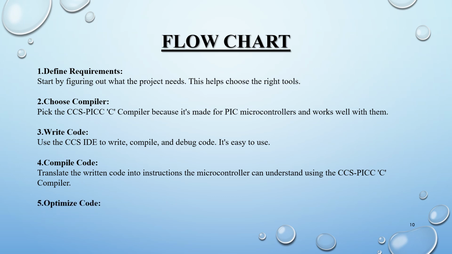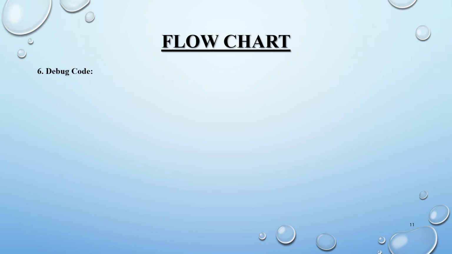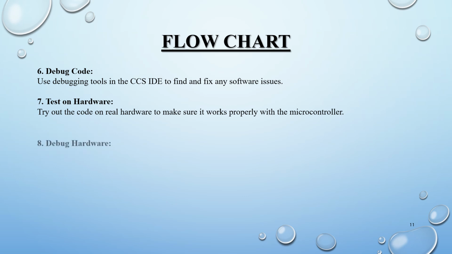Our fifth point is optimize code. Make the code better by using techniques to improve how well it works before debugging. Our sixth point is debug code. Use debugging tools in the CCS IDE to find and fix any software issues. The seventh point is test on hardware. Try out the code on real hardware to make sure it works properly with the microcontroller.